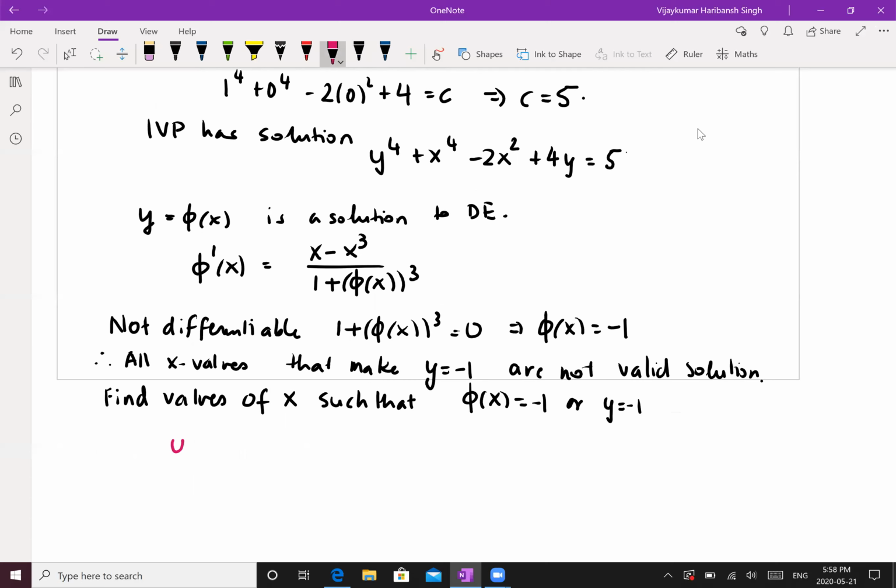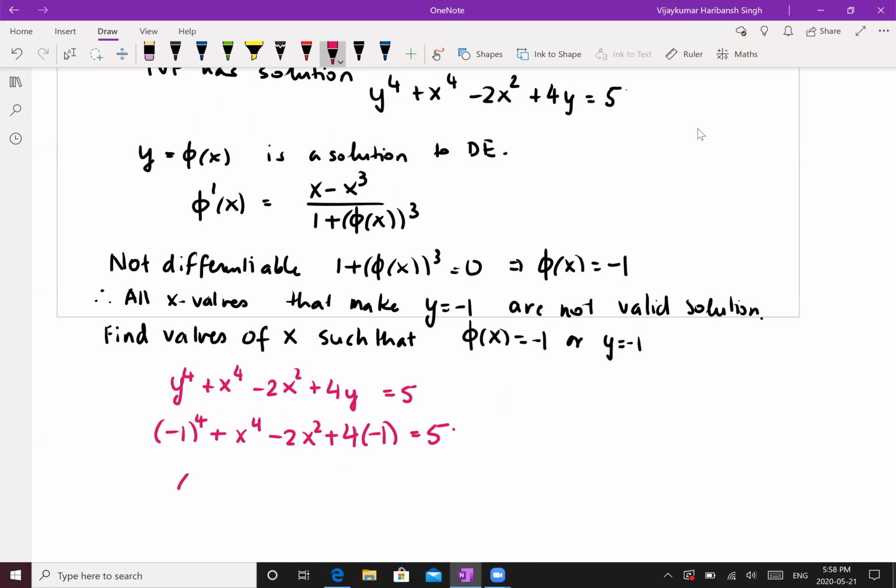The equation was y to the 4 plus x to the 4 minus 2x squared plus 4y equals 5, right? And now I'm putting y equals minus 1. So I get minus 1 to the power 4 plus x to the 4 minus 2x squared plus 4 times minus 1 equals 5. Bring everything to one side: x to the 4 minus 2x squared plus 1 minus 4 minus 5 equals 0. This gives me x to the 4 minus 2x squared minus 8 equals 0.